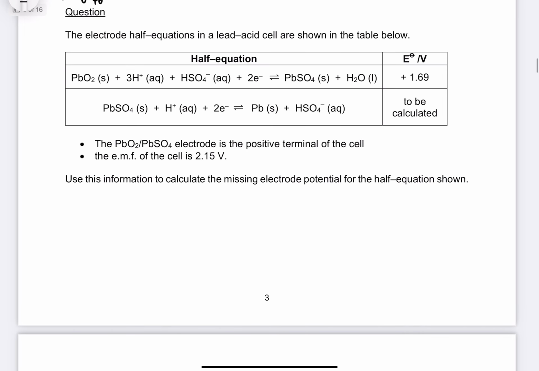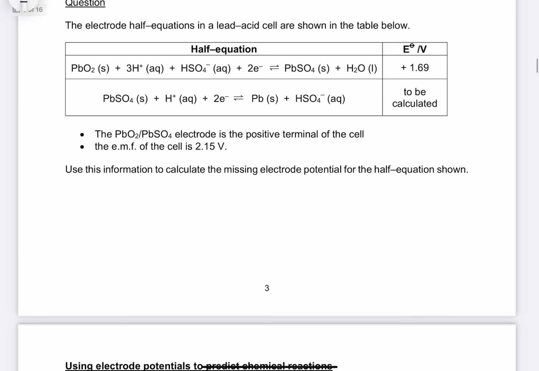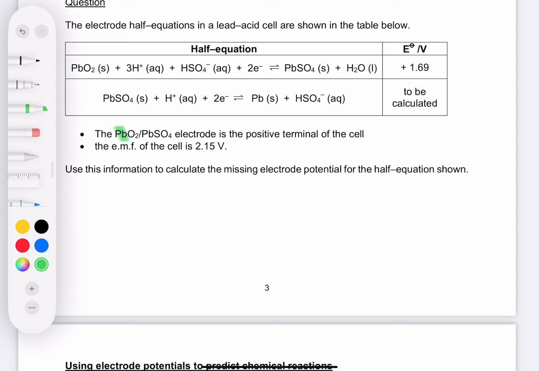Okay, so now we've got two electrode half equations in the lead acid cell in car batteries. It says here that the PbO2, PbSO4, so we can see PbO2 and PbSO4 in the top equation, PbSO4 with Pb in the second equation. So it's talking about the top equation. We know that this is the positive electrode. It says that here, which means it's the right-hand side, which means the one to be calculated is the left-hand side.